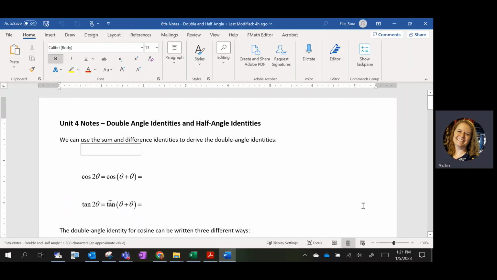All right, so this is the last section of the notes for identities that we're going to learn. We won't get through all of these today. We're trying to just do double angle today. We'll talk about half angle later.